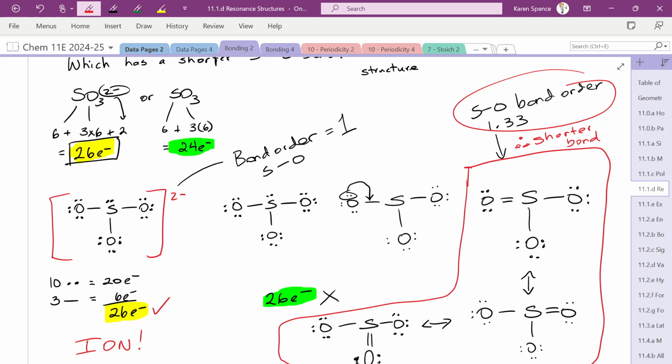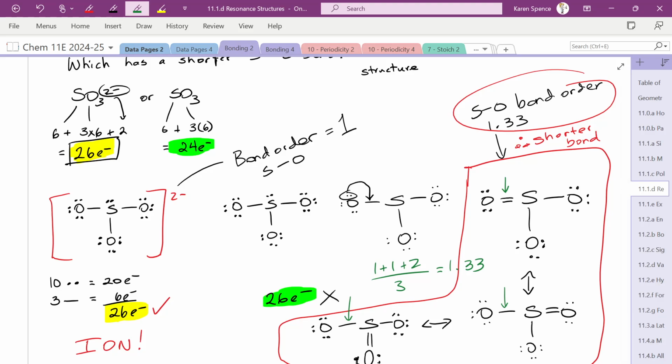So bond order is just the number of bonds. If you've got resonance structures, just pick one of the bonds that you want to look at. Just say, I'm going to pick this one here. It is double bond 1/3 of the time, single bond 1/3 of the time, and single bond 1/3 of the time, right? So you're averaging 1 and 1 and 2 over 3 structures. So you have 1 plus 1 plus 2 over 3 structures gives you 1.33.